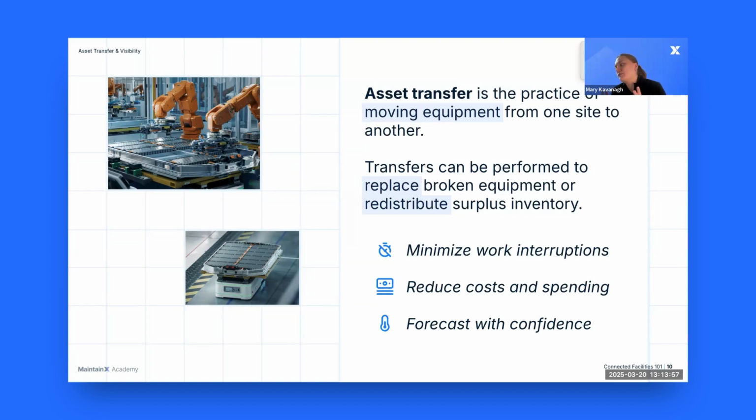Third point here, forecast with confidence. Global leaders can make fully informed purchasing decisions when they can view and manage their inventory in its totality across every site. We really need that bird's eye view to be able to make those high-level decisions.